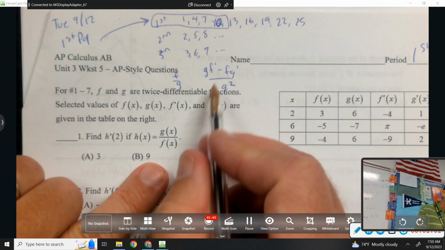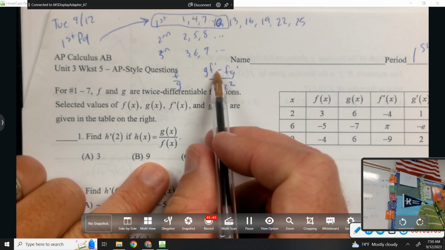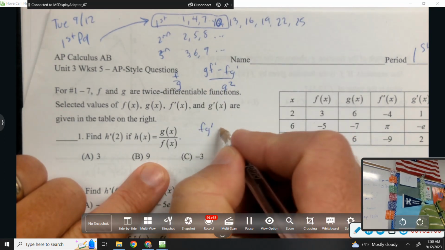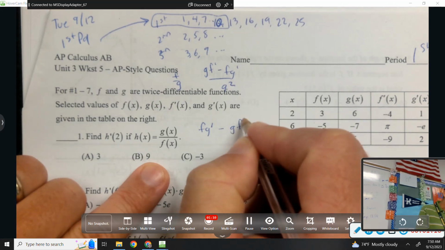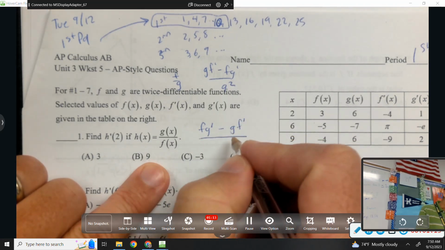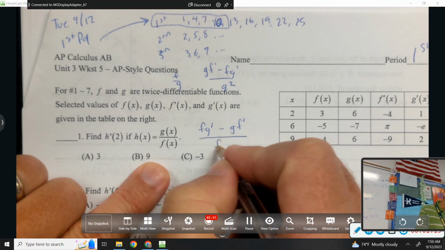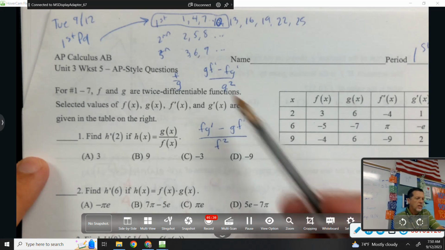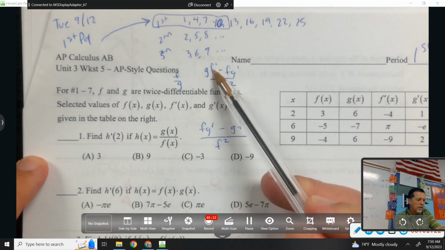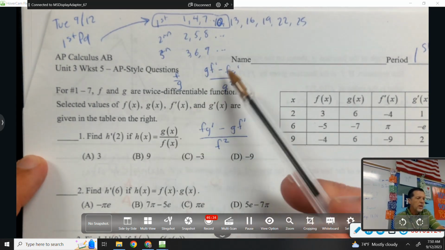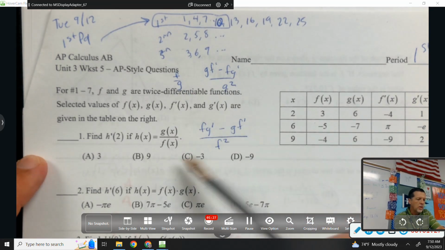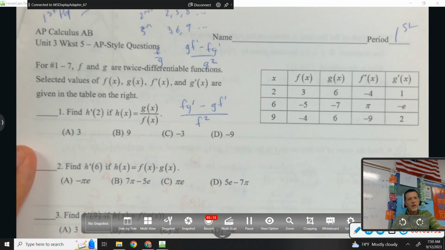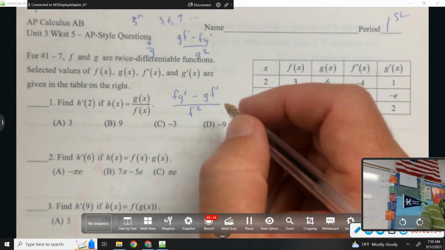So let's see if I can figure this out. Instead of gf prime, it should be fg prime, because things are backwards, minus gf prime all over the bottom one squared. Bottom times derivative of the top, minus top times derivative of the bottom over bottom squared. Okay, I feel good about that one now. So, got to really slow it down when they try to mess you up like that.